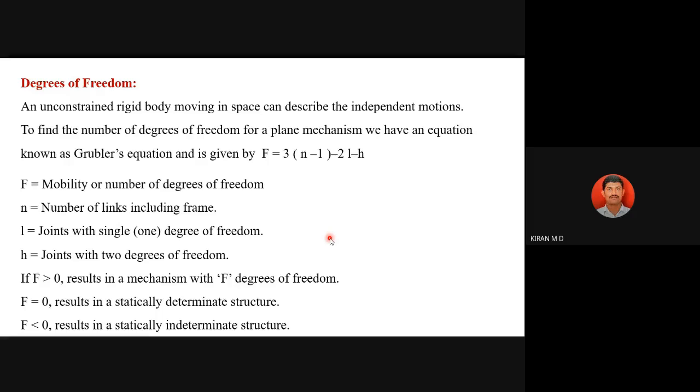Statically determinate structure means the structure will withstand the load without transmitting the motion. But a statically indeterminate structure means it can't withstand the motion or forces. It will get failure. Is it clear?